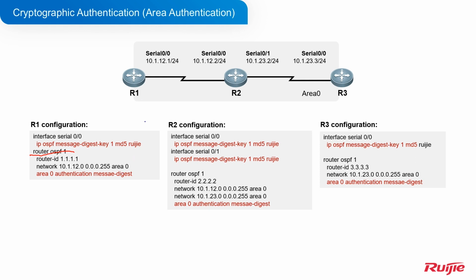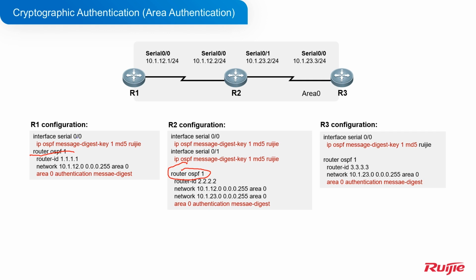Okay, and then for the R2 device, it's the same. We have to go to the OSPF process and then set the authentication way. Okay, and for R3, it's the same. We also have to go to the OSPF process, set the authentication function, and use the cryptographic authentication way. Okay. After this, we have to set the message-digest key information.